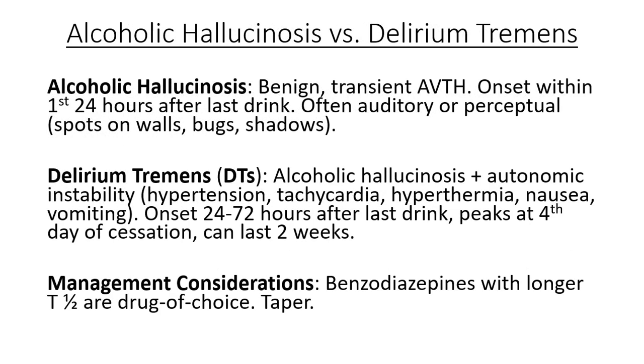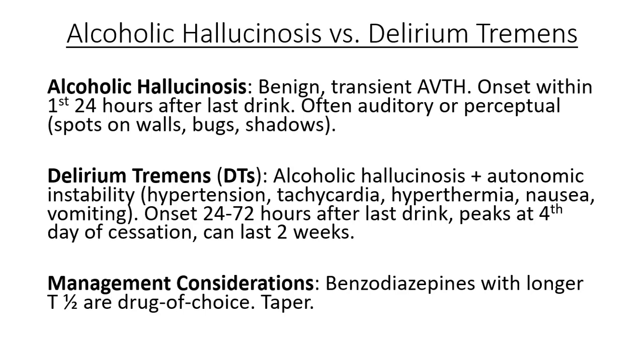After just mentioning 2 places where alcohol can be a problem, let's spend a moment differentiating between alcoholic hallucinosis versus delirium tremens. Alcoholic hallucinosis is a benign and transient appearance of auditory, visual, or tactile hallucinations. The onset typically occurs within the first 24 hours after the last drink. These hallucinations are more commonly auditory or perceptual, such as seeing spots on the walls, bugs, or shadows.